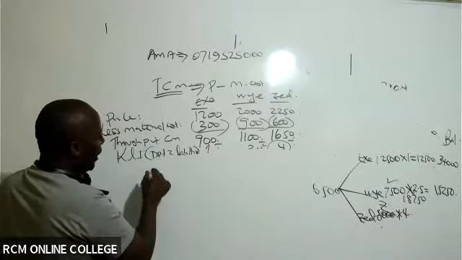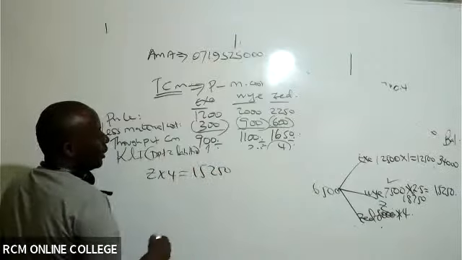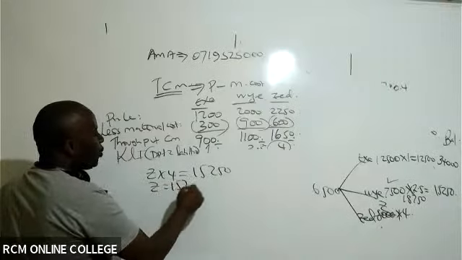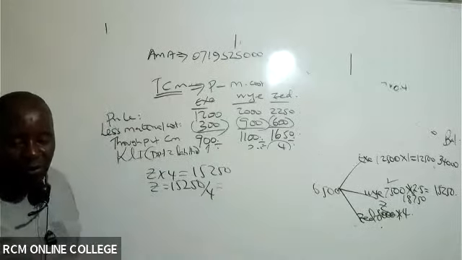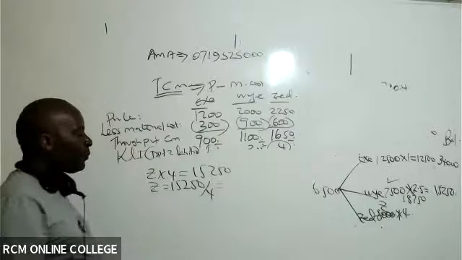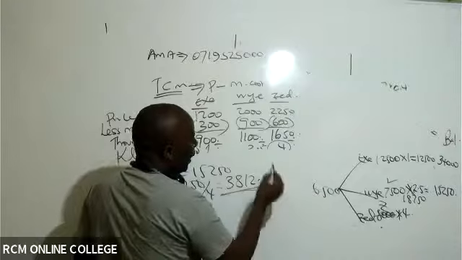So I will come here and say Z times 4 equals the remaining hours. They're only 15,250. Then Z alone will be 15,250 divided by 4, which will end up giving me what figure now? 3812.5. We have to have it like that.